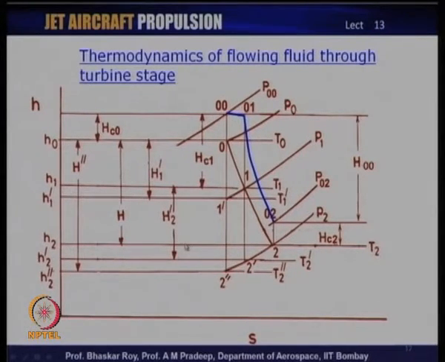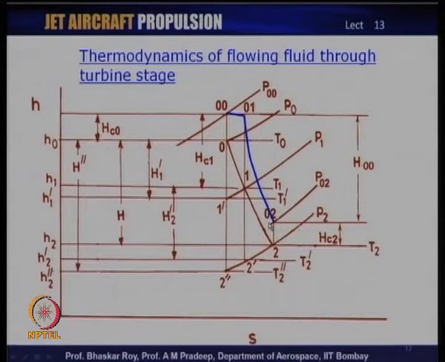In this diagram, you can also see H1 prime, H1, H2 prime, which are the adiabatic work from 0 to 1 and then from 1 to 2. If you separate out the two components, the rotor and the stator, the adiabatic work across the stator is 0 to 1 and then across the rotor is from 1 to 2 prime. So, the two can also be separated out if you wish to.